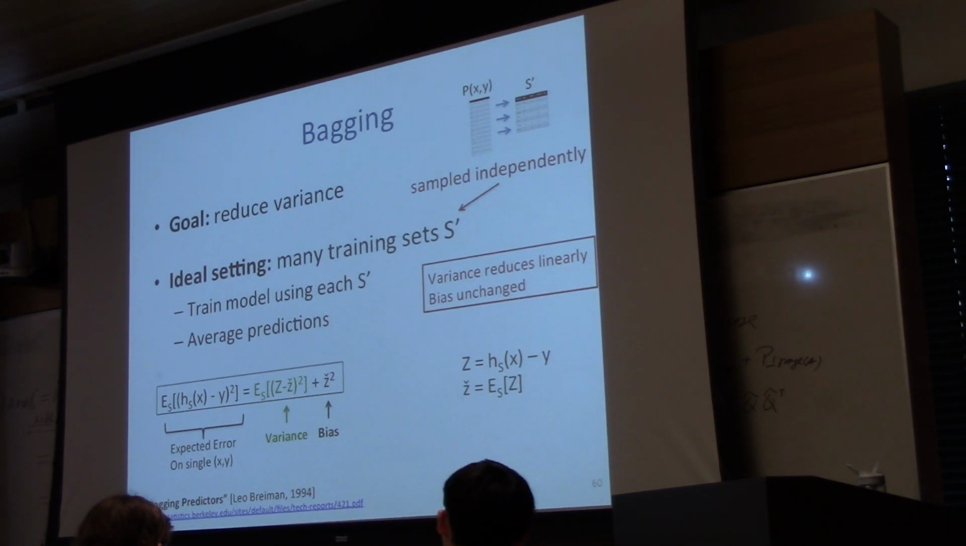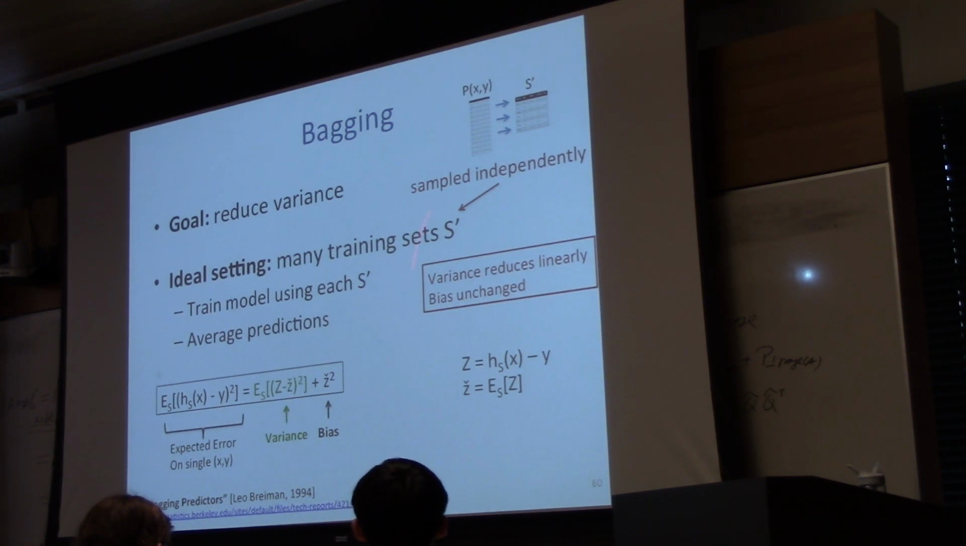So what does that mean? Well, because each S prime is sampled independently, the variance reduces linearly, and the bias is unchanged.